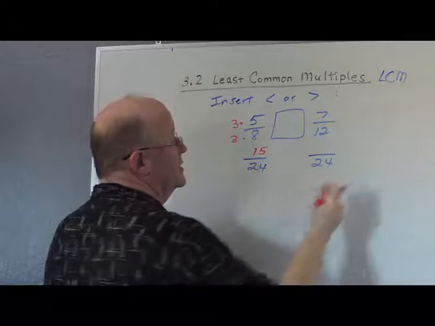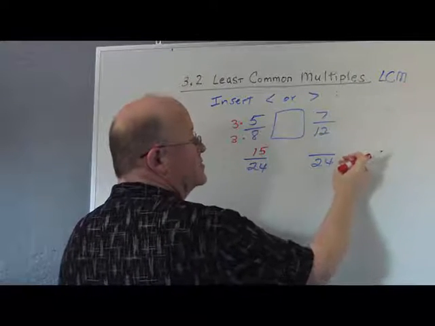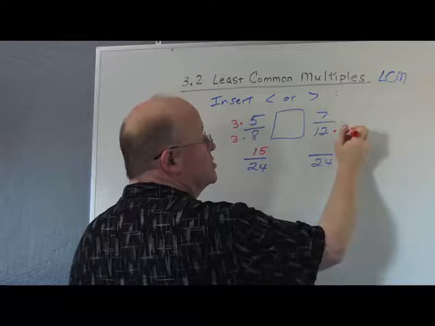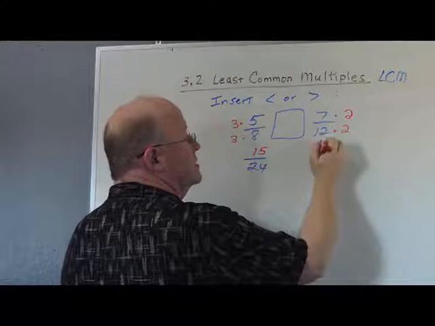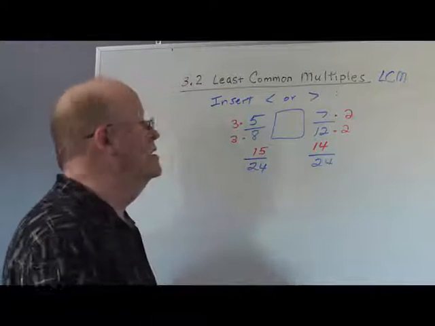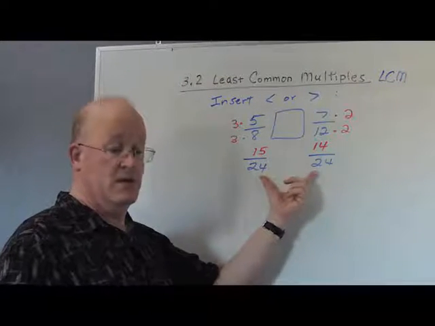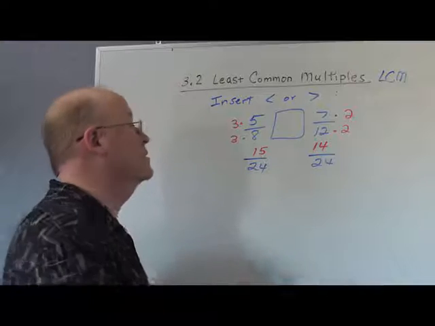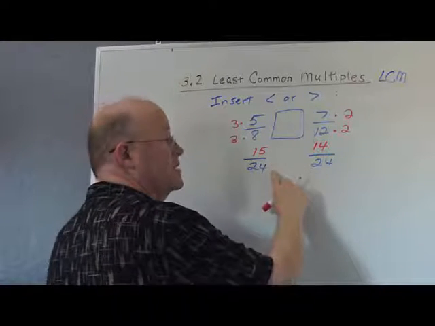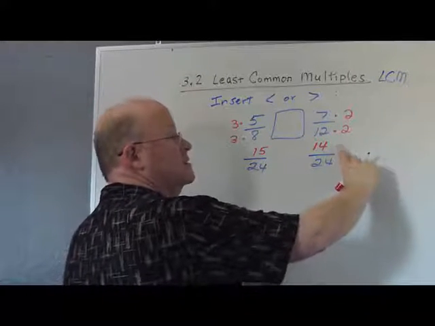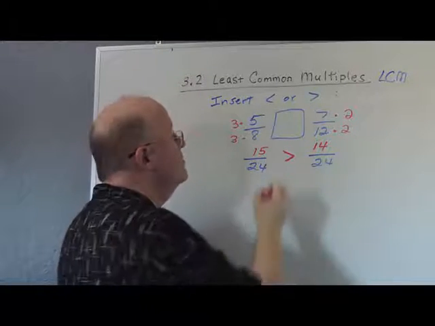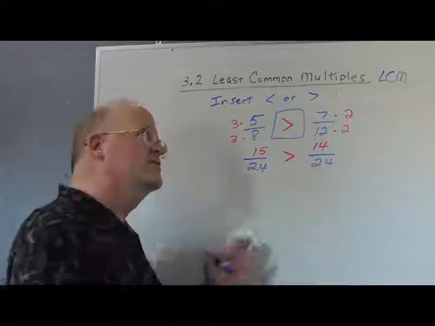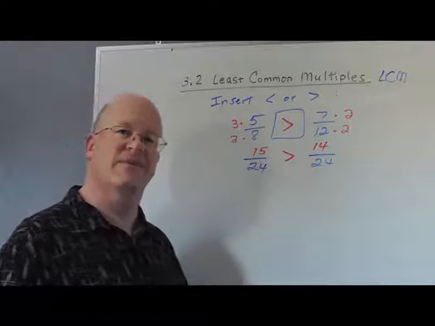Likewise, over here at the right, to go from a denominator of 12 to 24, we're multiplying by 2 in the denominator, and we need to multiply by 2 in the numerator to get 14. Now we can see when we compare these over a common denominator that 15 parts out of 24 is larger than 14 parts out of 24, so we would put a greater than symbol there. But that can be carried up and used to fill in that box up on the top.